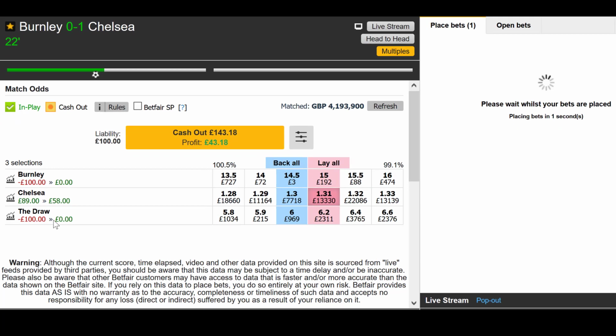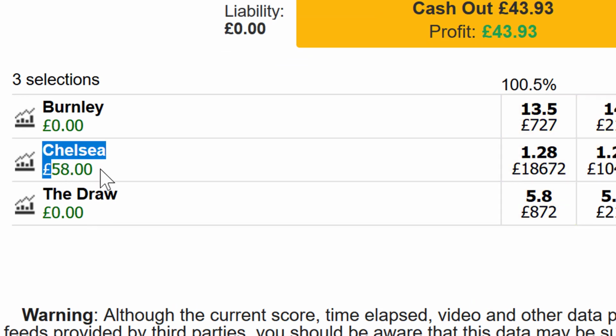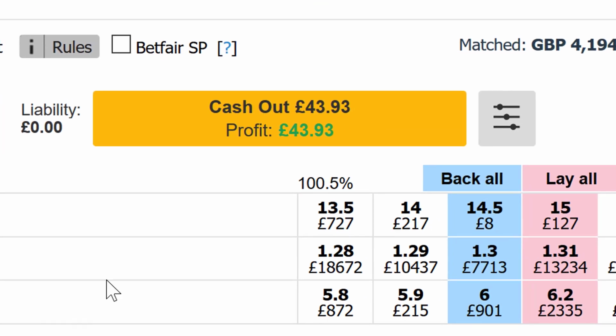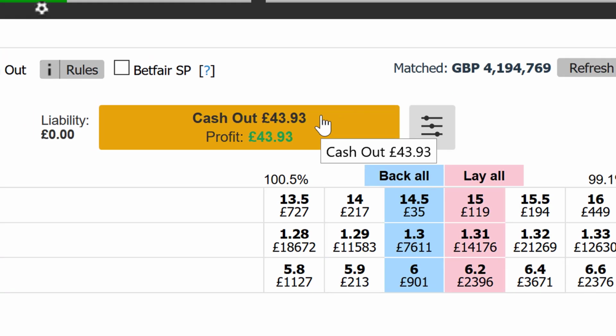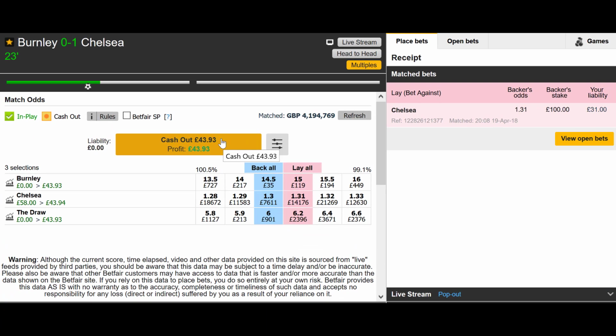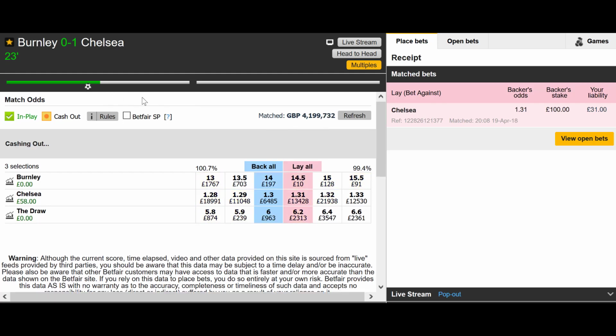So you can see here, off a £100 stake, we're now left with a £58 free bet on Chelsea, or if we cash out, we can just take the £43.93. And it was a £100 stake, so you can just see that is pretty much a 44% return there when the goal came pretty quickly. So we could just cash that out just for simplicity's sake and move on. But there's a quick example of the domination strategy.